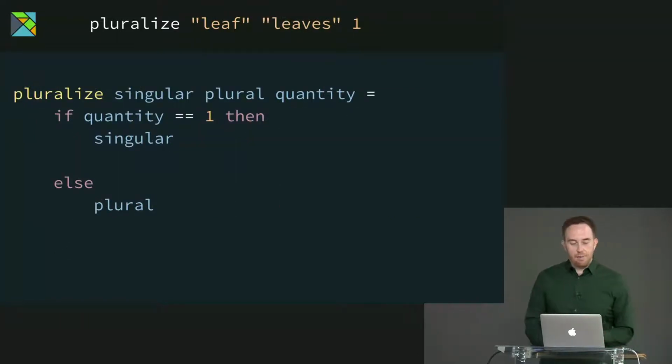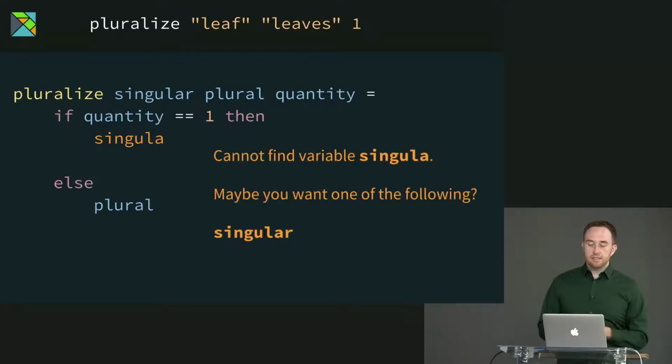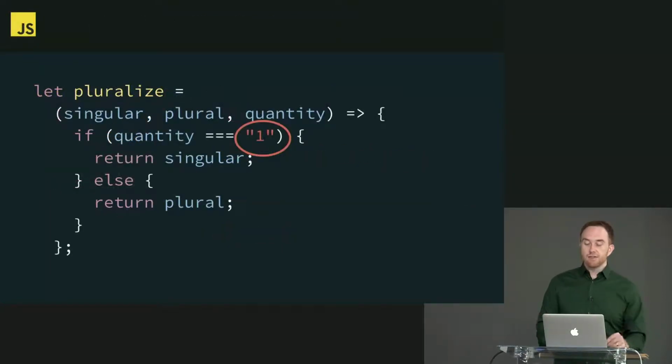How about Elm? If we make the same mistake in Elm, we say singula instead of singular in the first branch of our if. Similar kind of thing. Cannot find variable singula. Maybe you want one of the following, singular. So again, much like TypeScript, Elm is able to catch this at compile time and prevent that runtime exception.